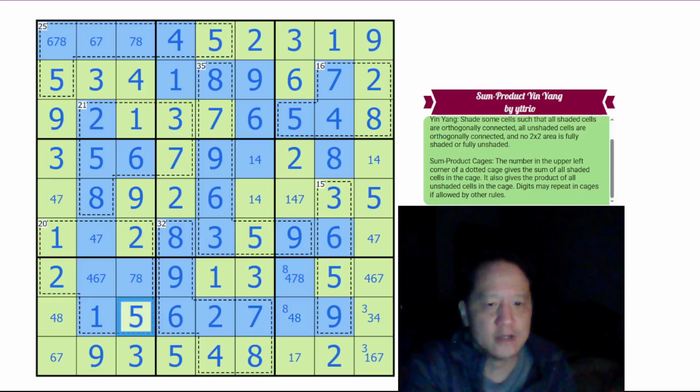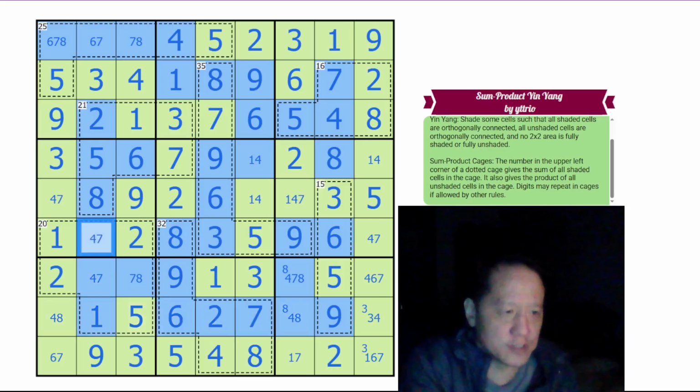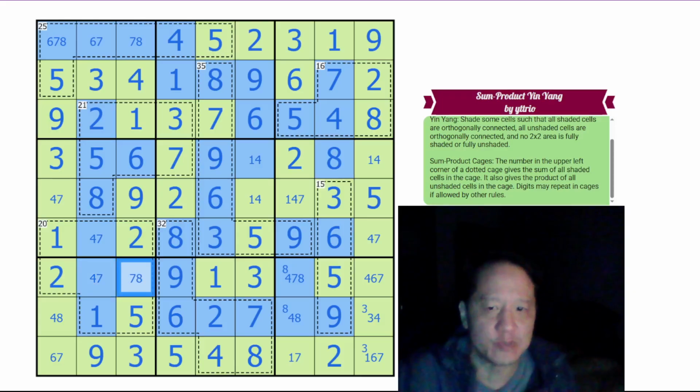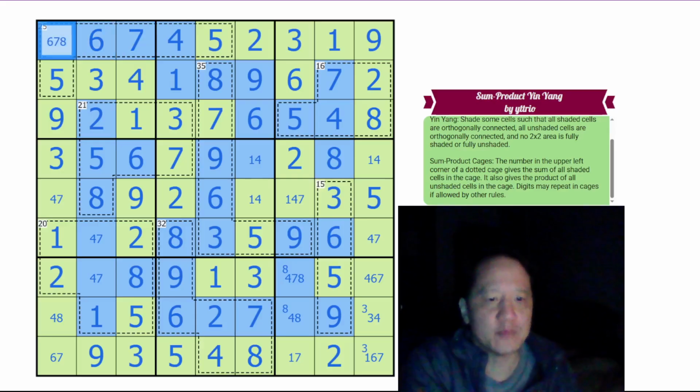Oh, sorry. We have a 4, 8 pair in row 8, which eliminates 4 and 8 in the rest of the row. And also this has to be 1, 4, 7, and 8 to add up to 20. So this is 8, which means this can't be 8. That's 7, which means this can't be 7. That's 6, which means it can't be 6 or 7. This is 8, which eliminates 8 here. So this is 4, which makes this not 4.